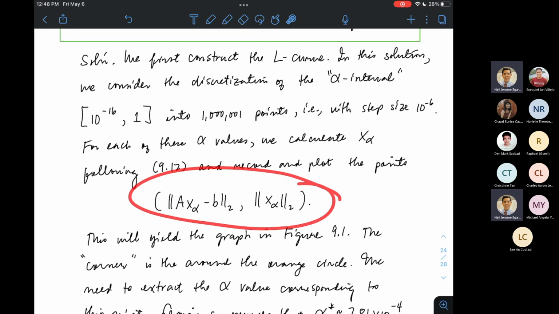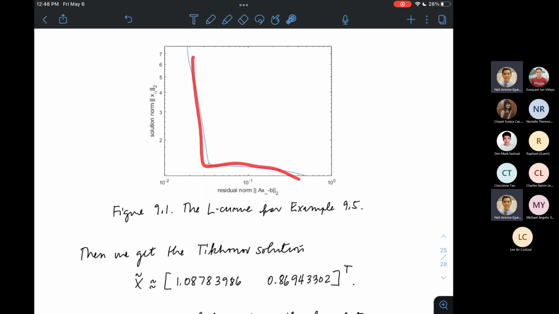Kukunin ko yung graph neto. Tapos, ang makukuha kong graph, kaya ang tawag sa kanya yung L-curve, ay mukhang letter L. Okay. Tapos, ang optimal alpha ay yung nandun sa corner nung L-curve na yon. Kaya ang tawag sa kanya talaga L-curve.